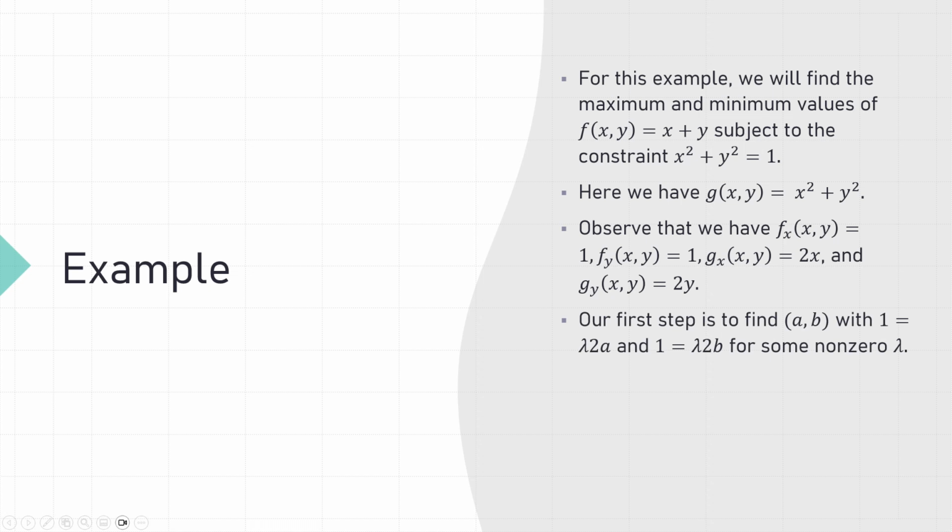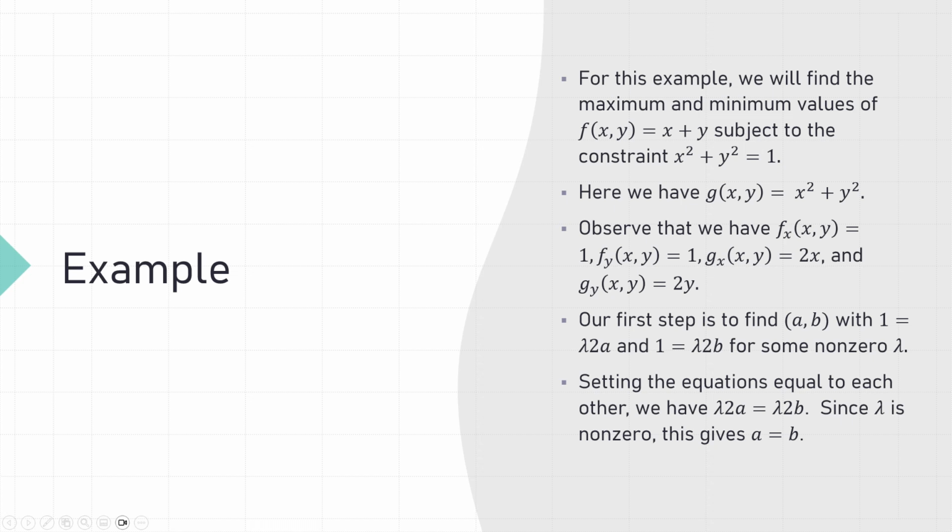f sub x to be lambda times g sub x and f sub y to be lambda times g sub y. And so we want to find a, b so that 1, which is my f sub x at a, b, is equal to lambda times g sub x at a, b, which is 2a. So 1 is equal to lambda 2a. And similarly with the y, 1 is equal to lambda times 2b. And remember, our lambda has to be non-zero.